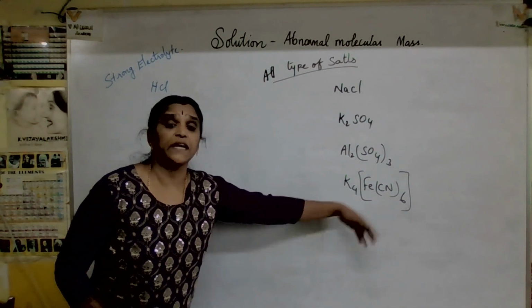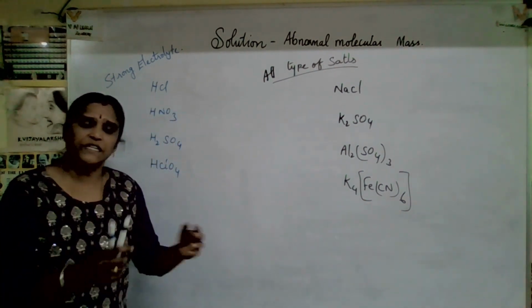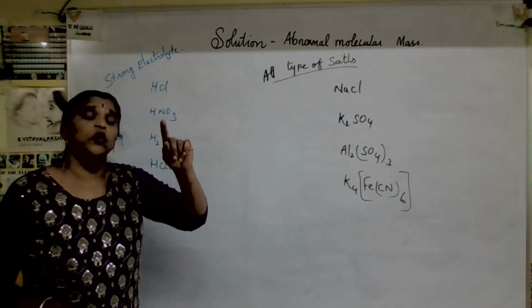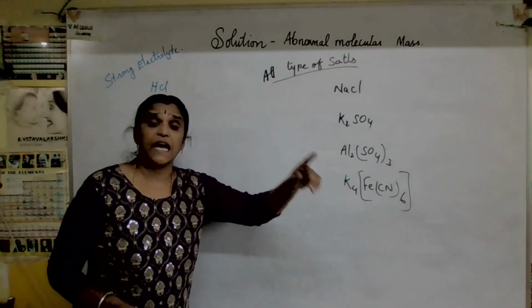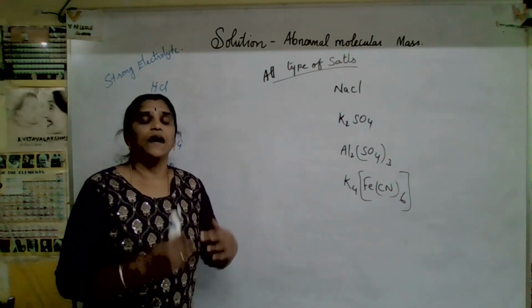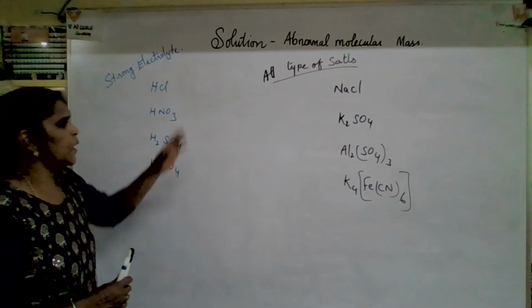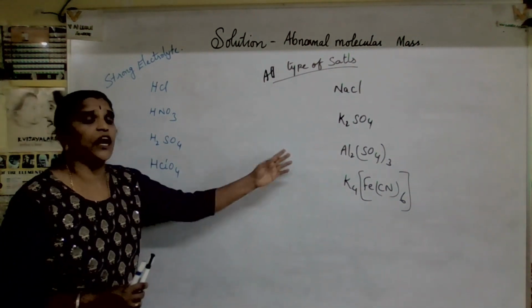Dissociation means the number of particles will be more. Association means the number of particles will be less, right? Combined together it will become 1. So dissociation means i is greater than 1, association means i is less than 1. This is the simple trick. Now how to identify these i factors?